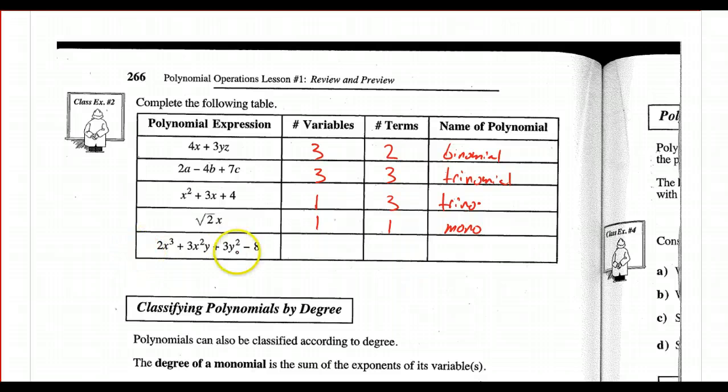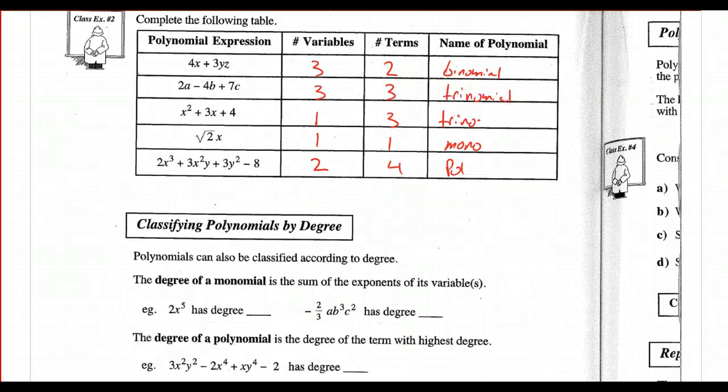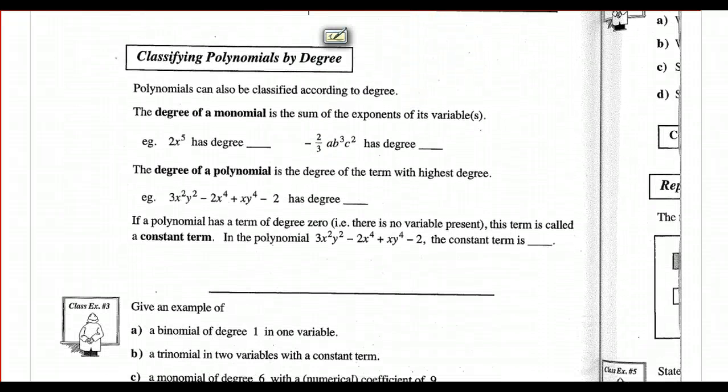Here I have 1, 2, 3, 4 terms, so polynomial, okay? And how many variables? We'll have an x and a y, so two variables. Okay, let's look at the degrees of a polynomial.